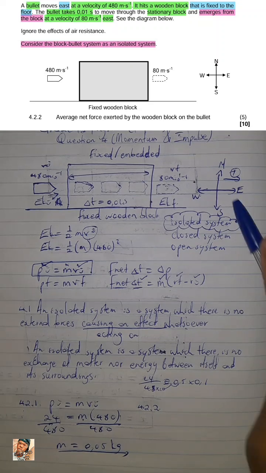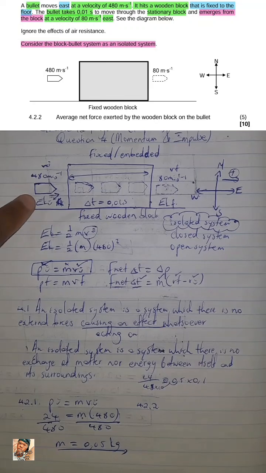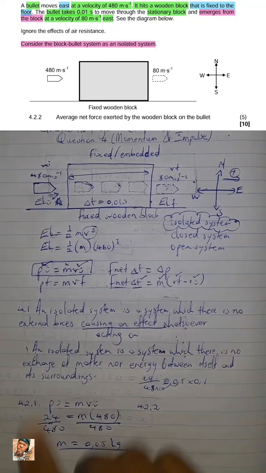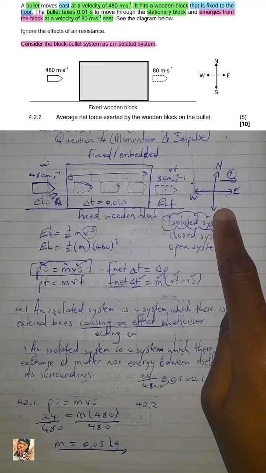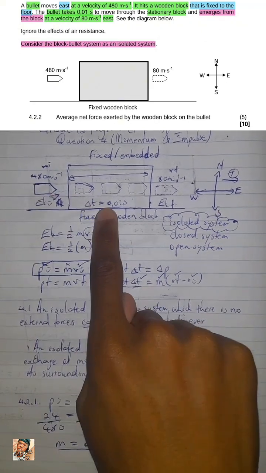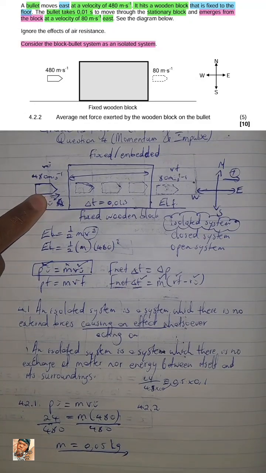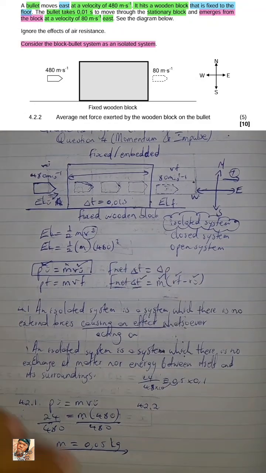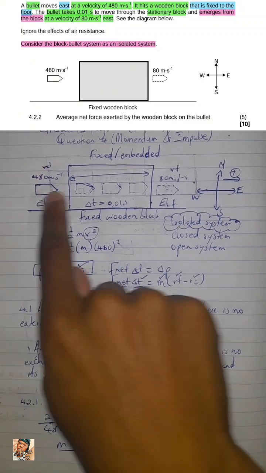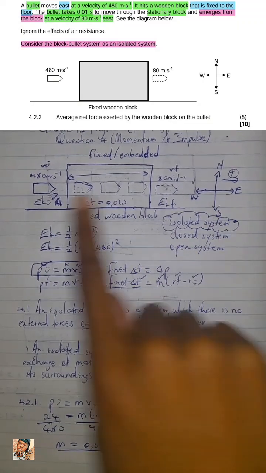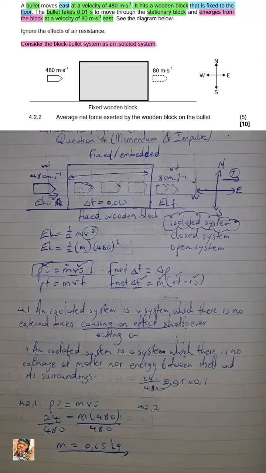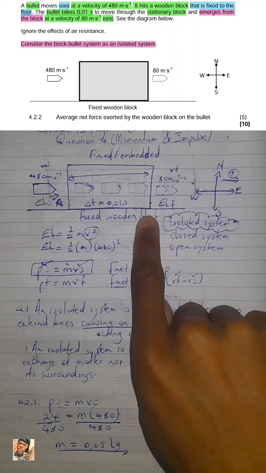Right. So we're taking east as positive, and the bullet is going to the east. So that means its motion is positive. Of course, this bullet is going to exert a force on the wooden block. We don't want the force that the bullet exerts on the wooden block. We want the force that the wooden block exerts on the bullet. Since the bullet was going to the east and we take east as positive, its own force is going to be positive. But we want the force that the wooden block exerts on the bullet.